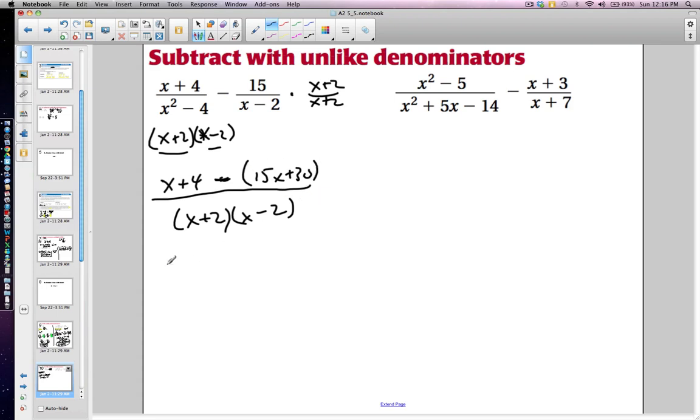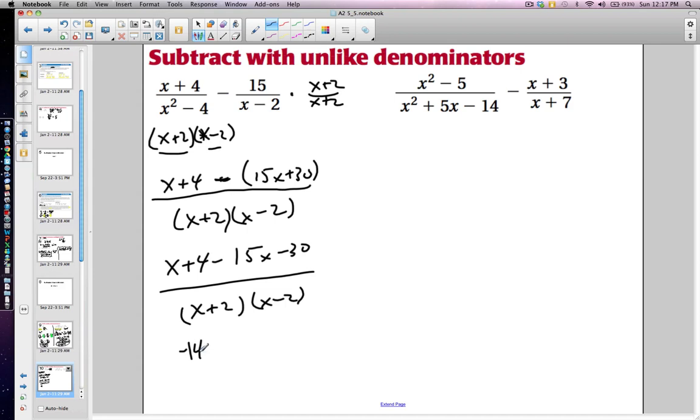Okay, when I take the parentheses off, I'll have x plus 4 minus 15x minus 30, all over x plus 2 times x minus 2. And x minus 15x is negative 14x. And 4 minus 30 is minus 26, all over x plus 2 times x minus 2.